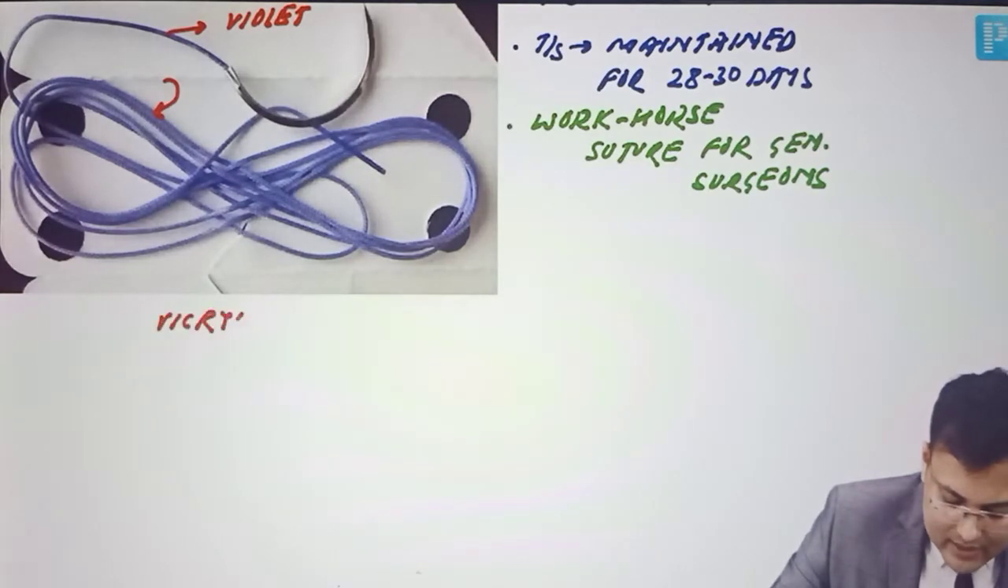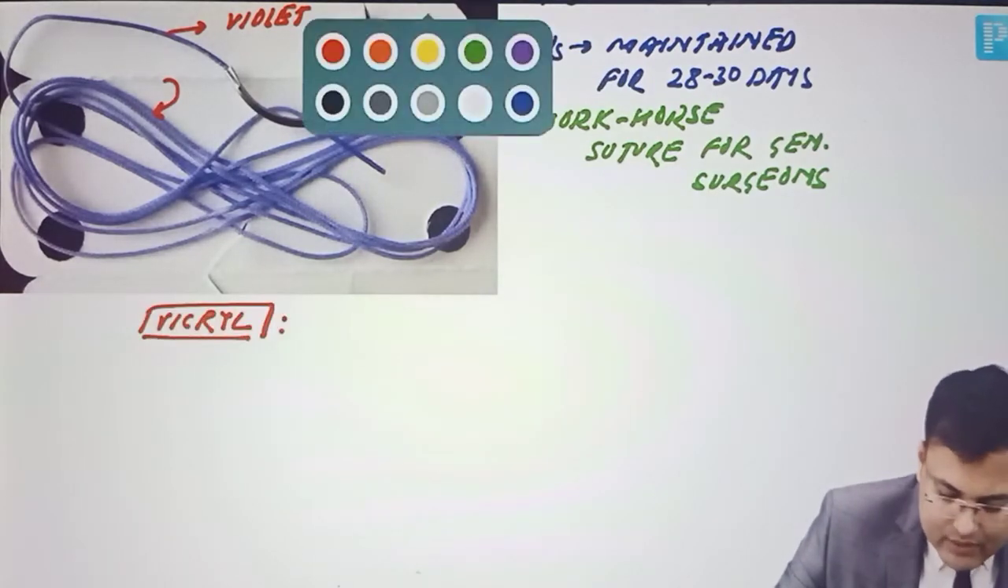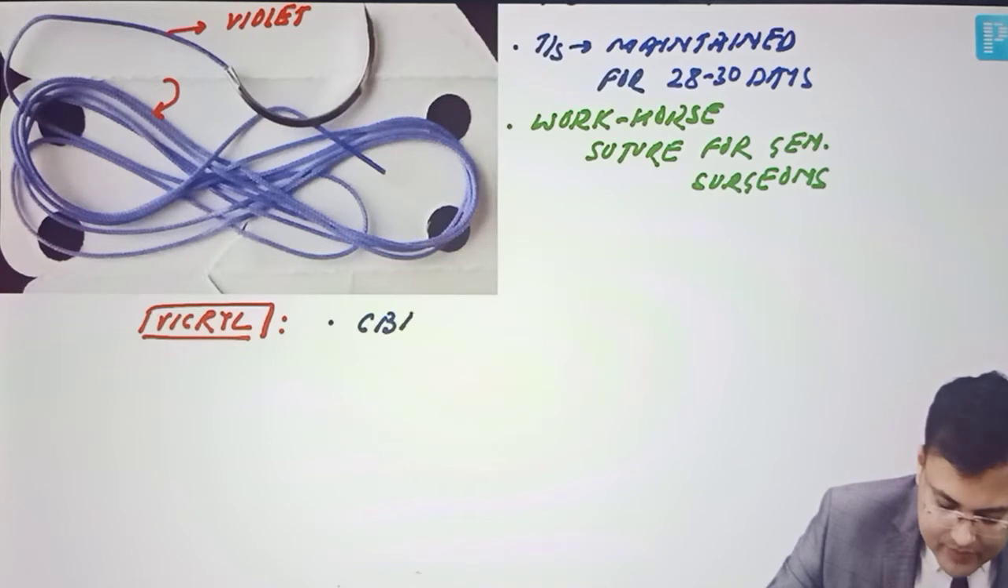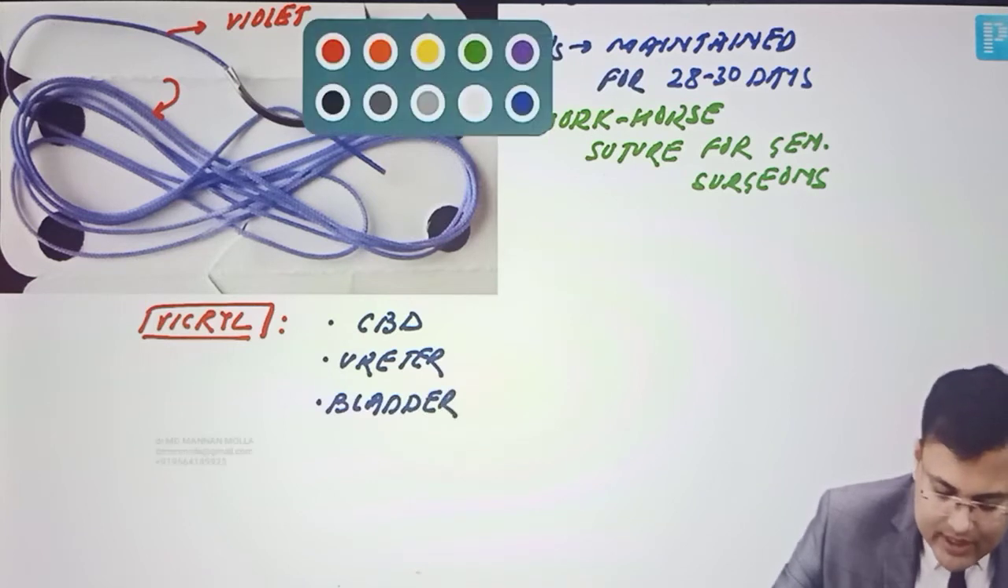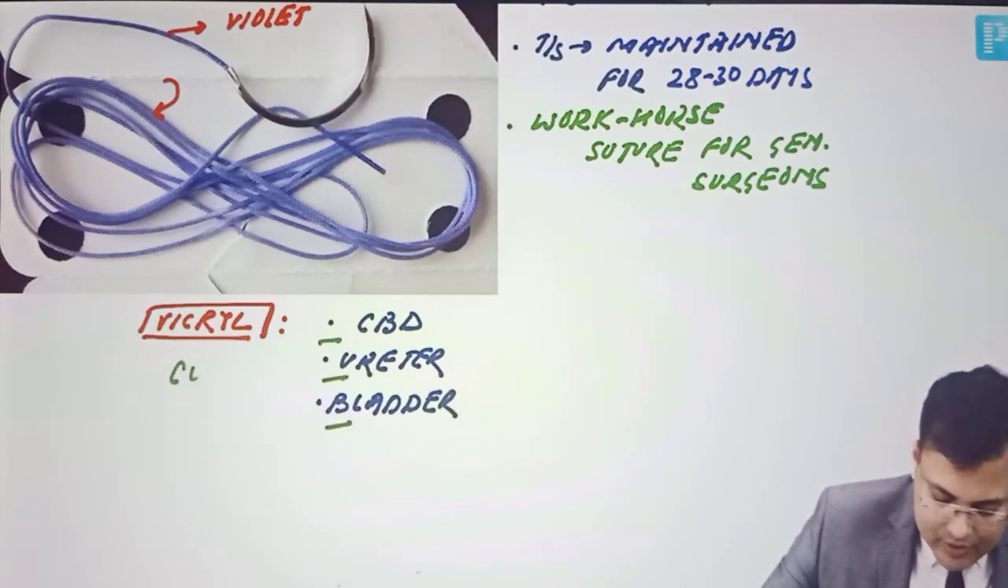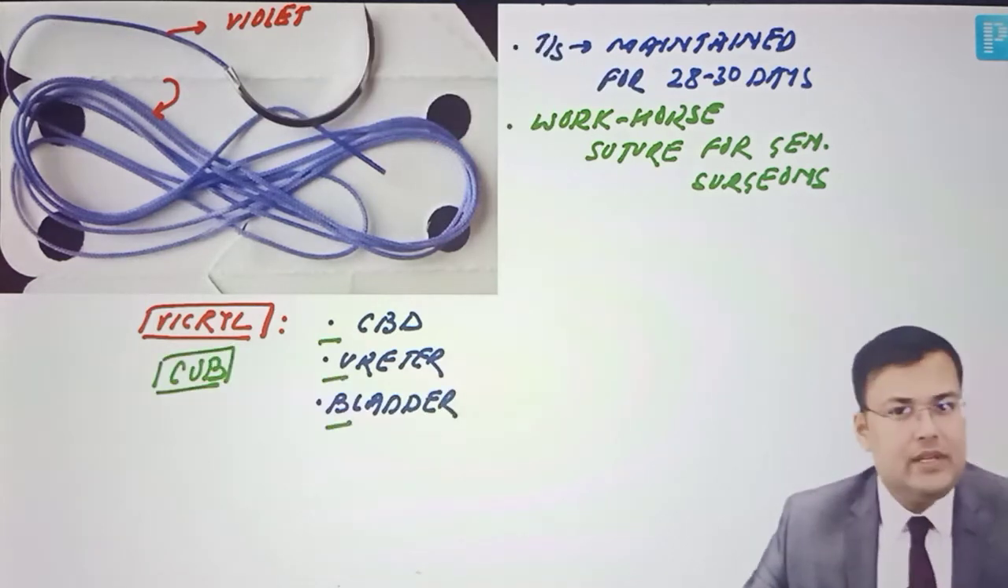So Vicryl is a delayed absorbable suture. That's why it is used in the CBD, the ureter and the bladder. Right? So how to remember? The mnemonic is CUB. Clear? So it is CBD, ureter and bladder.